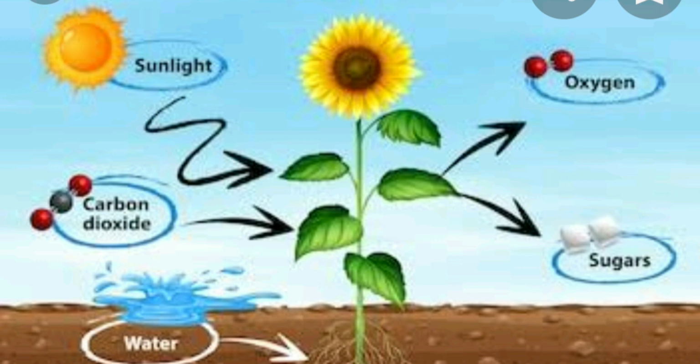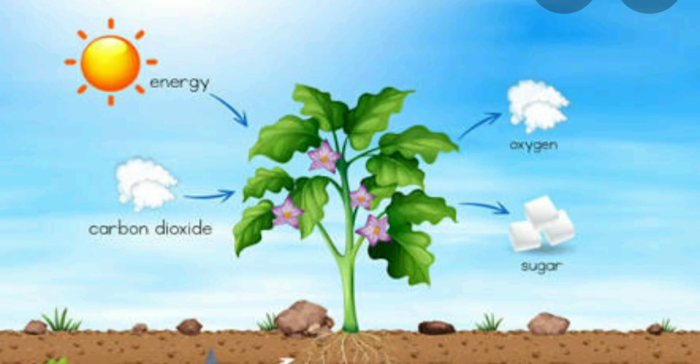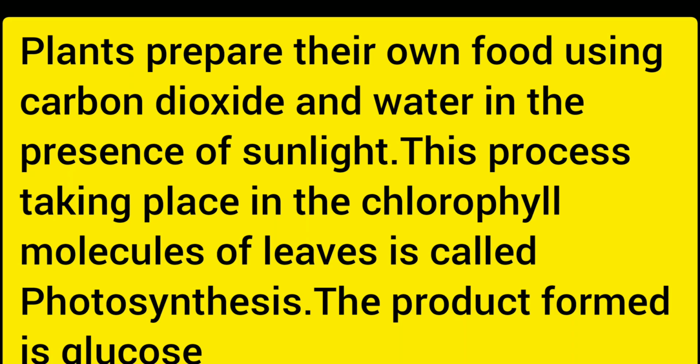Okay. So we can understand that plants prepare their own food using carbon dioxide and water in the presence of sunlight. This process taking place in the chlorophyll molecules of leaves is called photosynthesis. The product of photosynthesis is glucose. Now let's formulate a definition for photosynthesis. What is photosynthesis? Can you say?